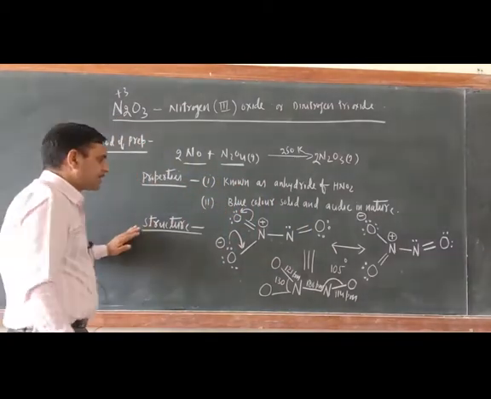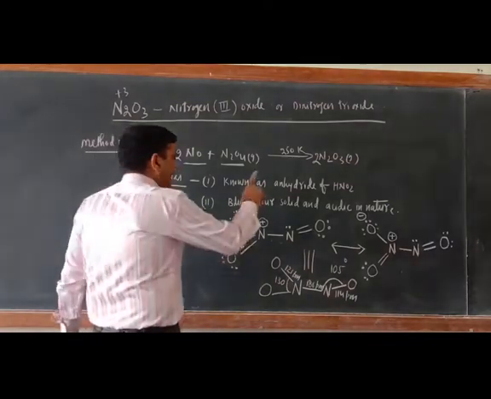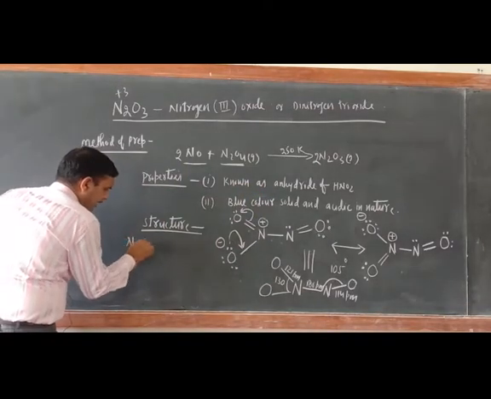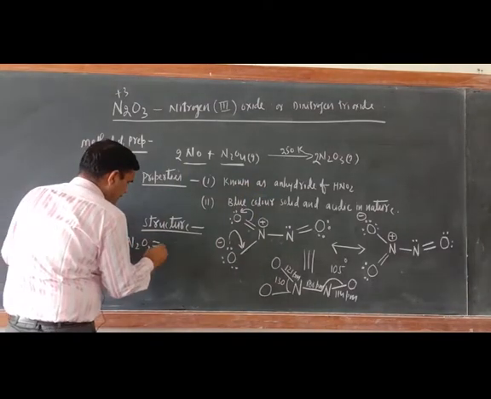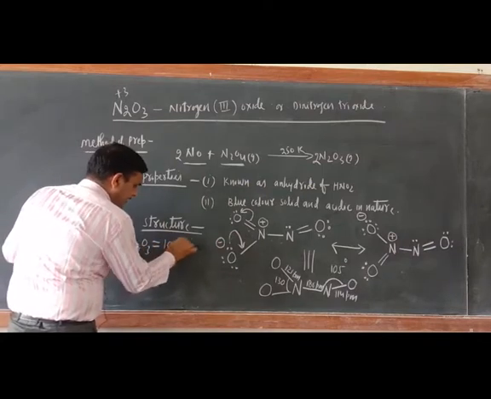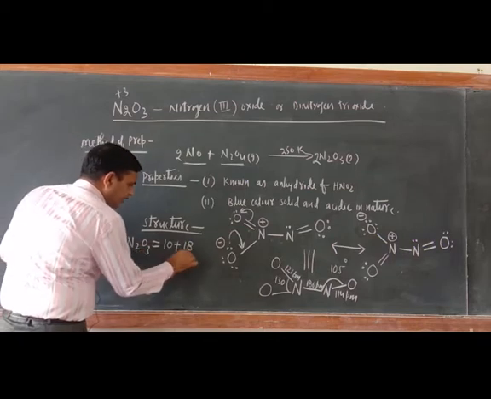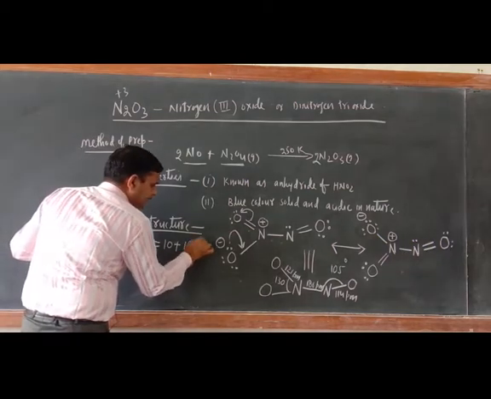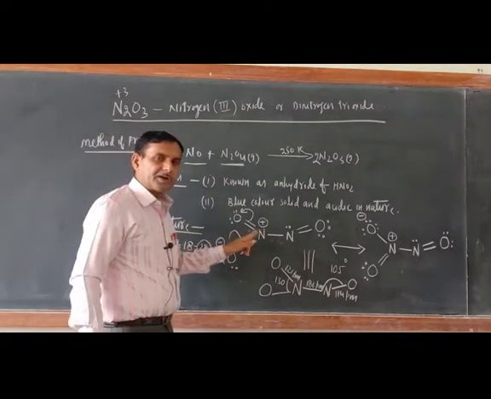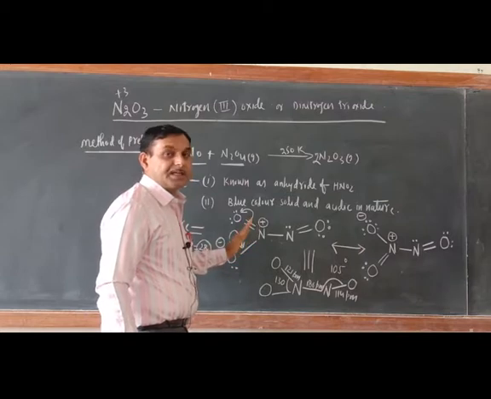Now the last one is the structure. So just try to understand. N2O3: total how many electrons should be there? N2O3 equals 10 electrons from nitrogen and 18 electrons from oxygen, 6 into 3. So total 28 electrons should be there. And now you should make a structure in such a way that the octet of each and every atom present in N2O3 should be satisfied.